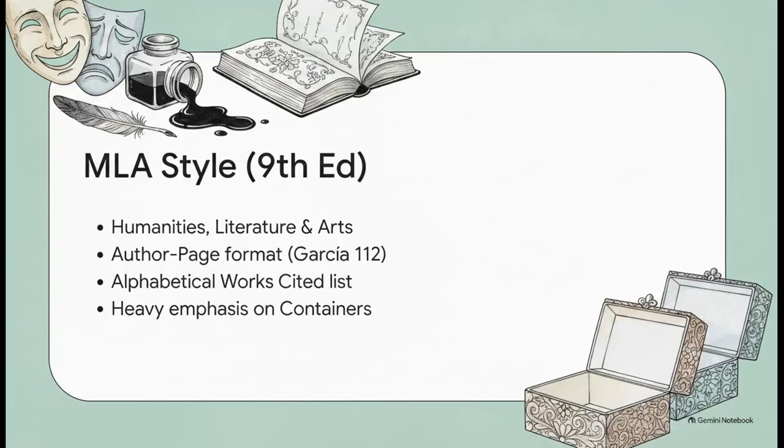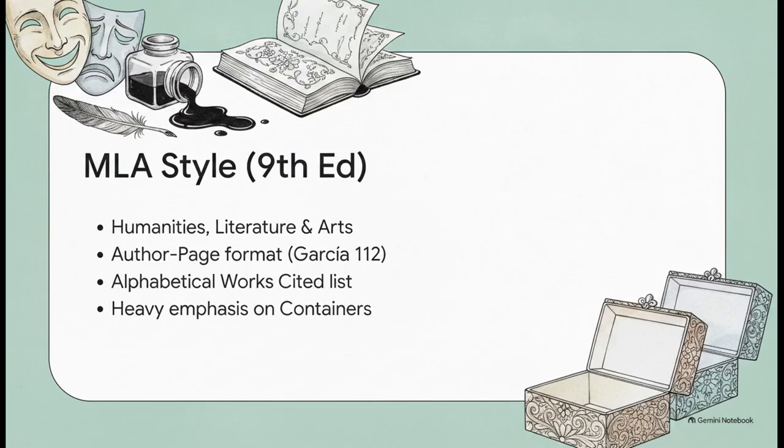Now, shifting gears to MLA style, specifically its 9th edition. The primary domain here is the humanities. That's literature, languages, and cultural studies. The in-text format uses an author-page format, and notably, it's done without commas, so it looks like Garcia 112. The reference list is titled Works Cited. It's arranged alphabetically with a hanging indent.